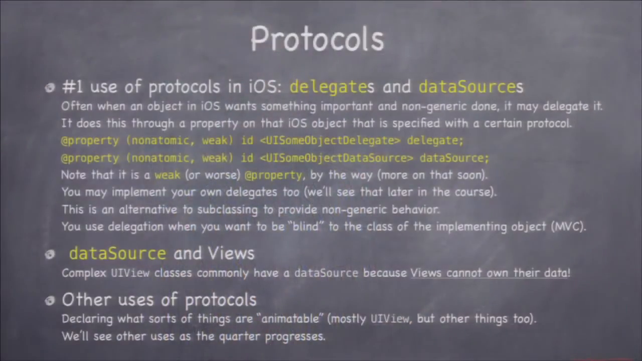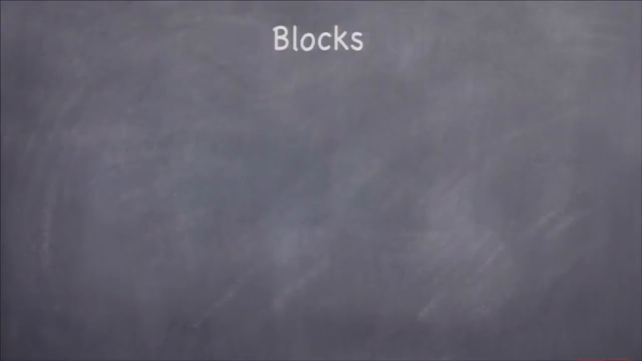There are other uses of protocols besides that blind structured communication, and we're going to see one today, which is animation. And I'll let that speak for itself. Basically, we're going to have ids out there that are animatable, and we're going to know they're animatable because they're going to implement a certain protocol. And UIView is going to implement that protocol, and that's how we're going to animate our views.